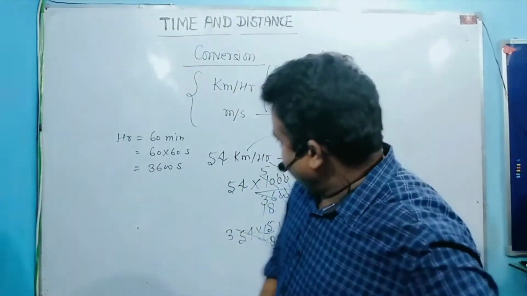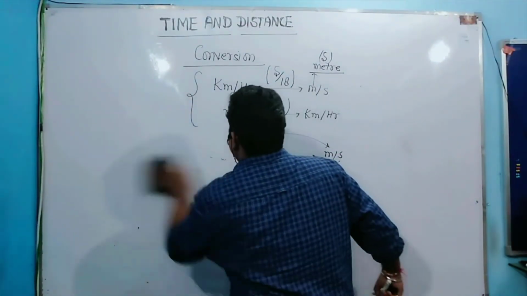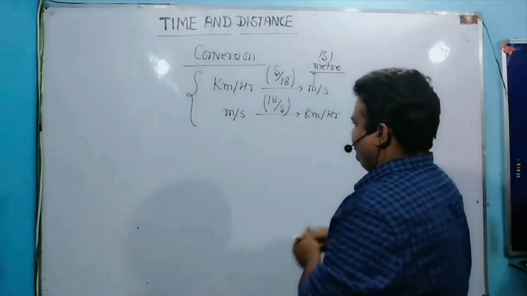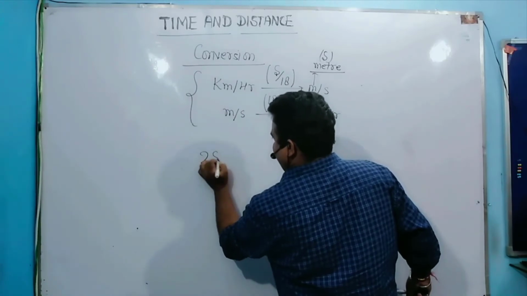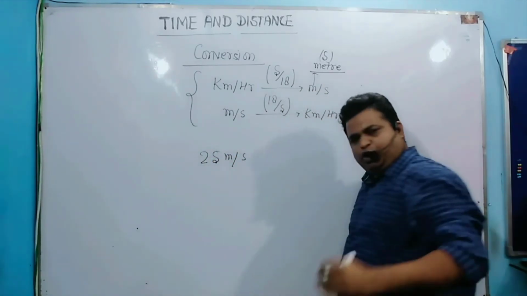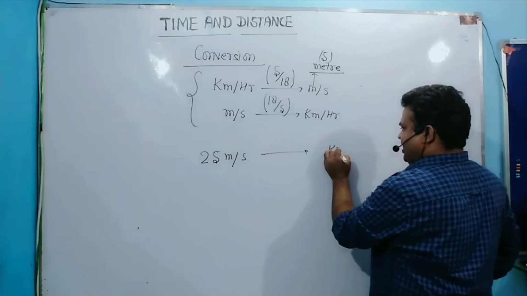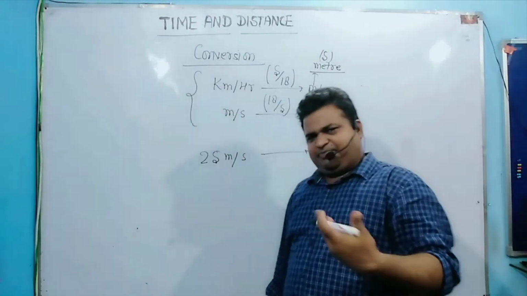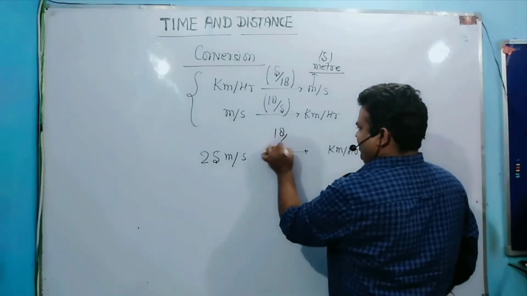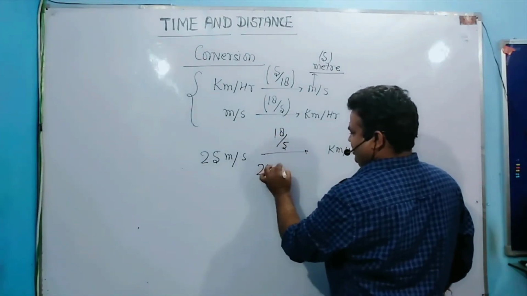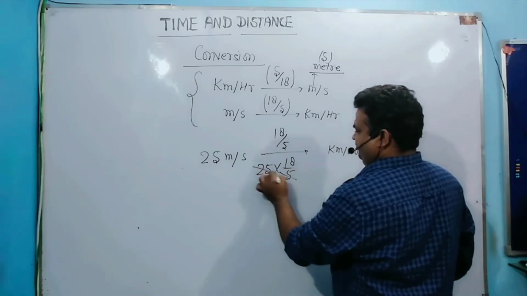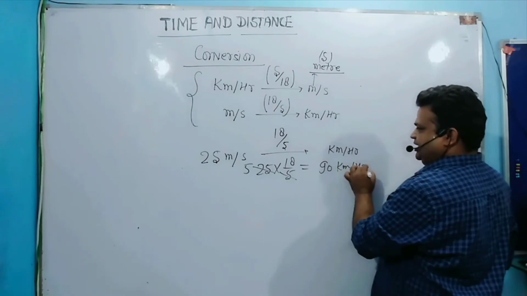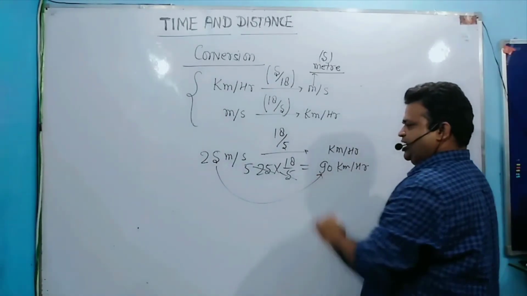Now I'm giving you the reverse. Suppose you have 25 meter per second and you want to convert it into kilometer per hour. So what is my first step? My first method is what? Multiplying this factor by 18 by 5. So 25 multiplied by 18 by 5. So 5 5s are 25, 5 18s are 90. So this will be 90 kilometer per hour. I am converting this value into 90 kilometer per hour.